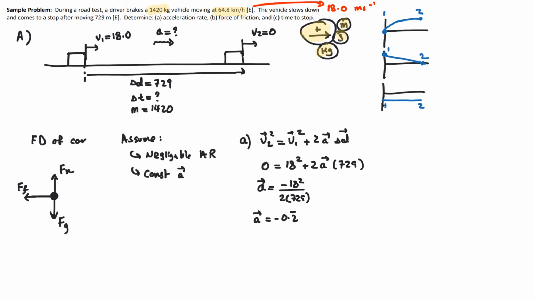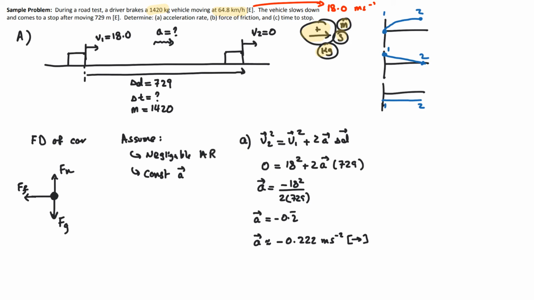And that would make sense because acceleration has to be in the opposite direction to what I assumed in order for the object to slow down. I actually need to find the value, and my least number of significant figures in this question is 3, so my acceleration would be approximately negative 0.222 meters per second squared in the right direction. I have my acceleration. I have to find my force of friction and the time to stop.